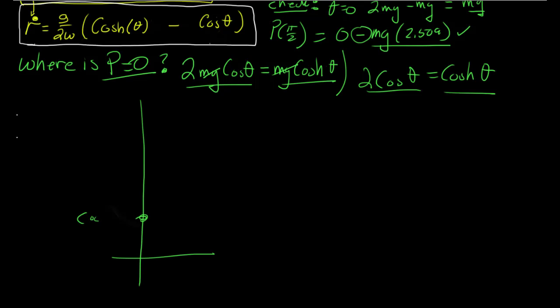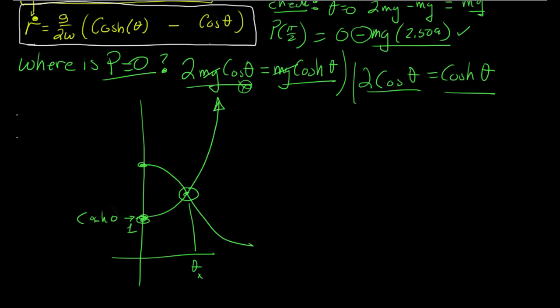So cosh of 0 is 1. And we know that it goes like this. And the cosine function would normally look like this, except it has an amplitude of 2. Which will have them crossing someplace, and right there, at that theta x, let's call it, that's when they'll be equal to each other. So this is a complex equation.